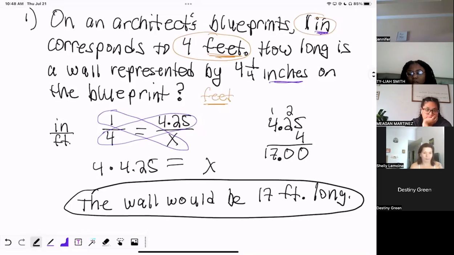Okay, I've got a couple more to do. If that one's iffy, we're going to do another one to practice, and then we'll get to the next section.